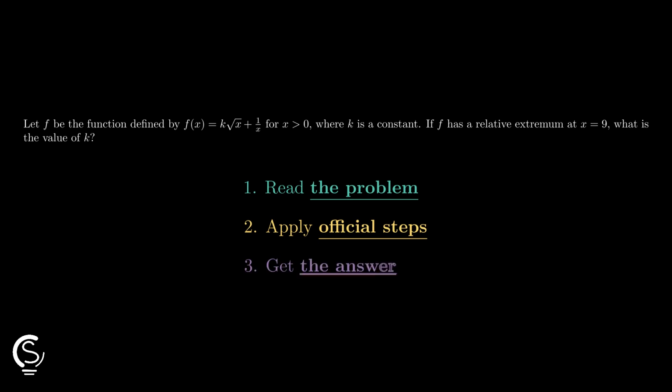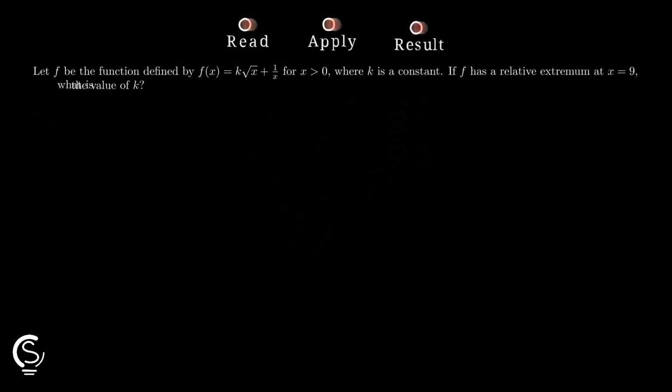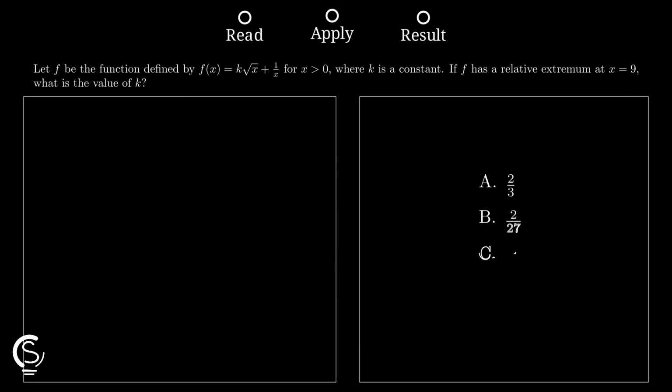Let's go! Finding the constant k for a relative extremum is actually super fast. We just need to use derivatives and solve for our unknown value quickly. First, find the derivative of the function. The derivative of k times the square root of x plus 1 over x is k over 2 root x minus 1 over x squared.